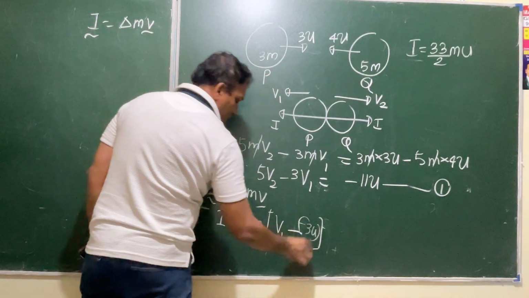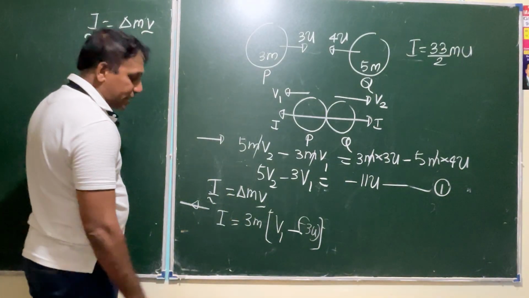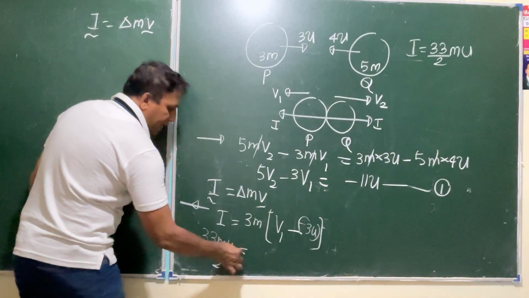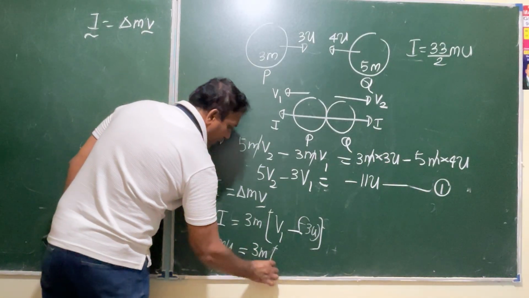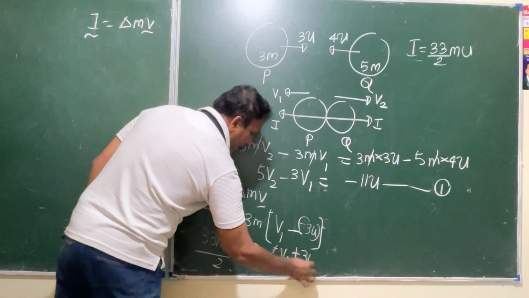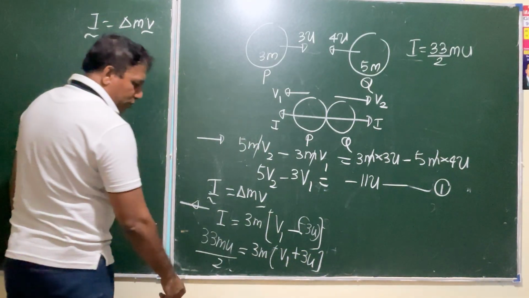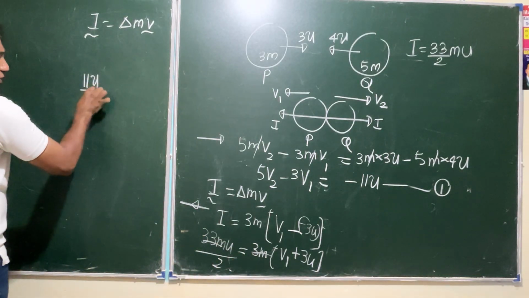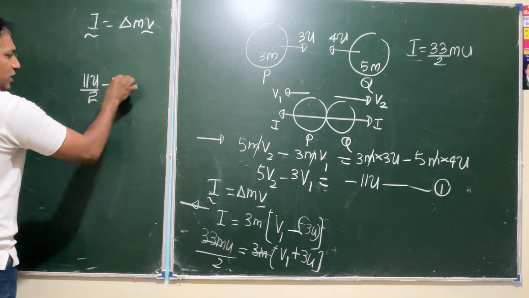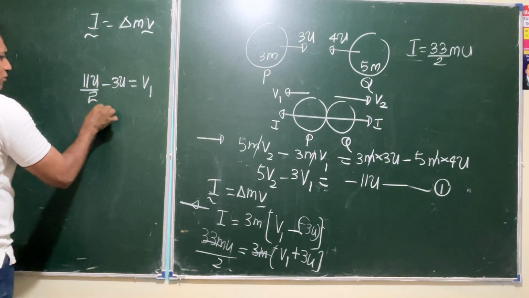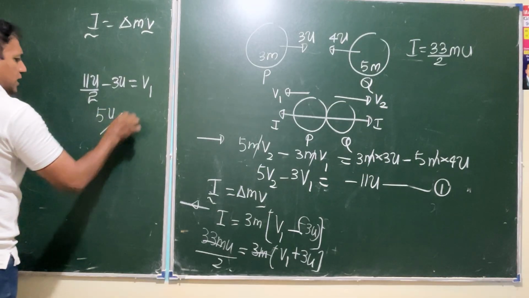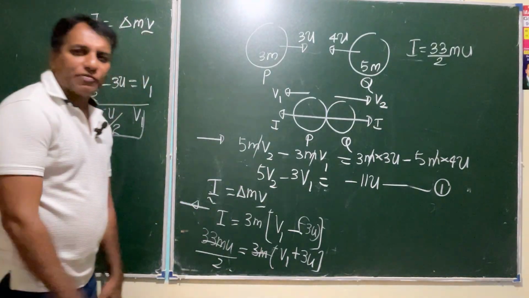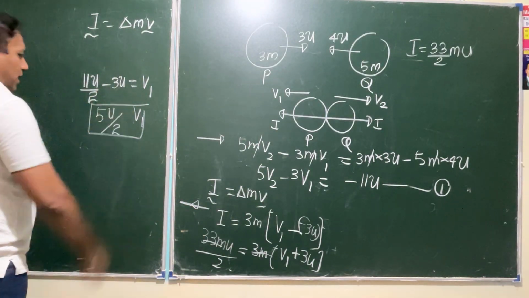Therefore, dear students, what is I? It is 33mu over 2. So 3m times (v1 plus 3u), and you can cancel the 3m: v1 plus 3u equals 11u by 2. So v1 equals 11u by 2 minus 3u, which with 6 gives 5u by 2. This is the velocity of P after collision: 11 minus 6, 5u over 2.